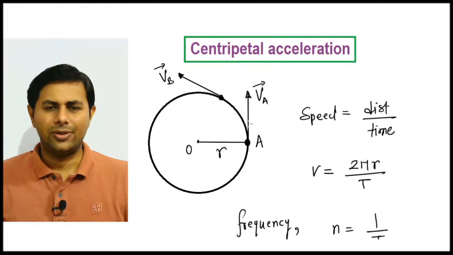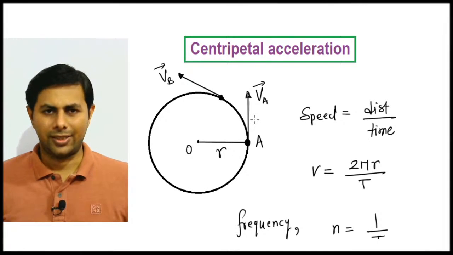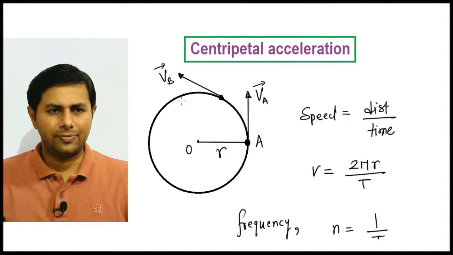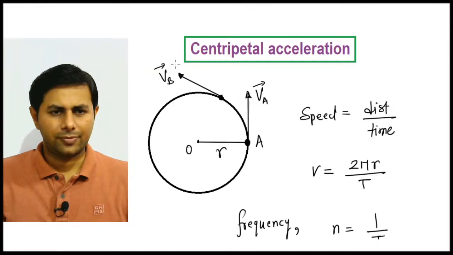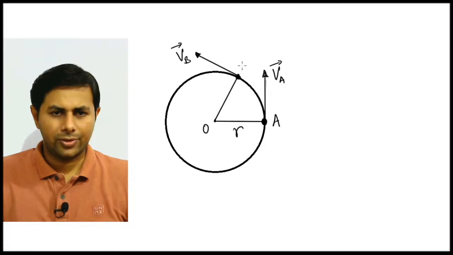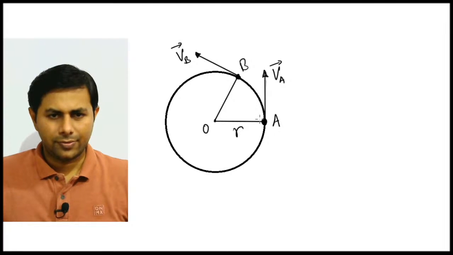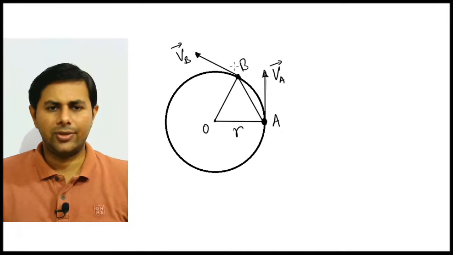Okay, so now what we are going to do is we are going to derive an expression for this centripetal acceleration. So let's do that. So let me copy this diagram from here. Suppose this object moves from this point A to point B on circumference of this circle. So if we join these 2 points A and B, okay, we get this triangle OAB.